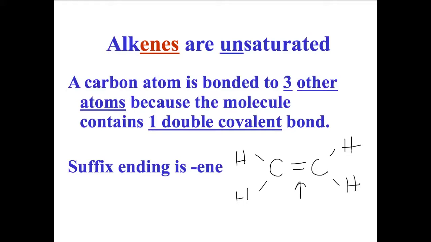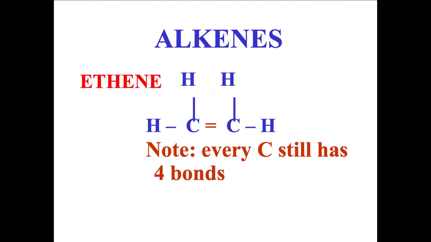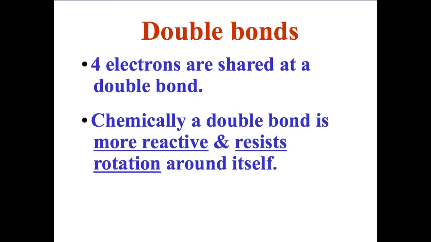Our prefixes remain the same, meth, eth, prop, but, pent, hex, hept, oct, non, dec, but the ending changes. So here's an example of ethene. This is the one I just drew on the previous slide. Notice that we still have 4 bonds, 1 bond, 2 bonds, 3 bonds, 4 bonds. Our prefix is eth for the 2 carbon atoms that we have, but the ending changes to ene, and we lost a hydrogen. Double bonds, we share 4 electrons at the double bond.